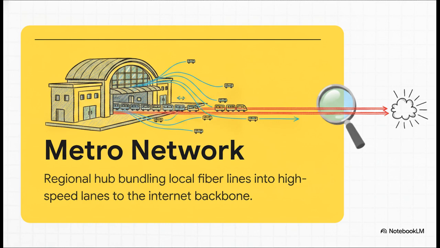This brings us to what's known as the Metro and Aggregation Network. To picture this, just think of it like a massive regional train station. You've got thousands of individual fiber lines arriving from all these different neighborhoods, and this hub collects them, bundles them up, and puts them onto high-speed rail lines heading straight for the main internet backbone. It's essentially the ultimate sorting and forwarding hub for the entire city grid.